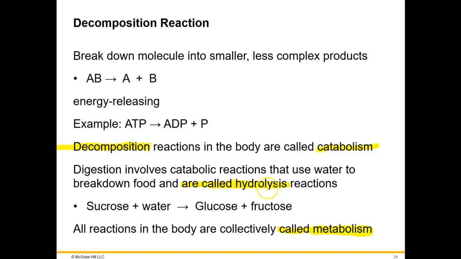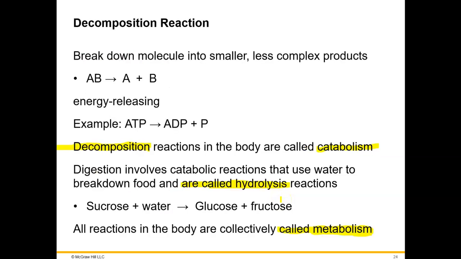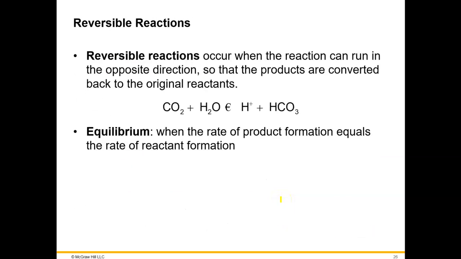So the main thing is metabolism refers to all the chemical reactions in our body. Catabolism is all of the decomposition or breakdown reactions. And a lot of times those decomposition reactions are called hydrolysis reactions because one of the reactants is water. And the other group of chemical reactions in our metabolism are called anabolism, and they are synthesis reactions. A lot of times they will be dehydration synthesis reactions because water is formed as a product. Okay, so that's an overview.